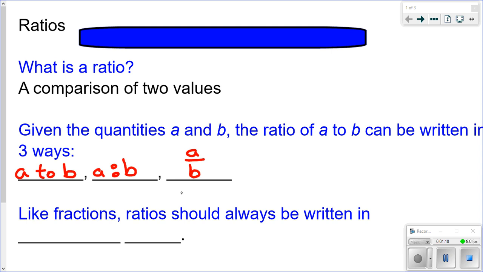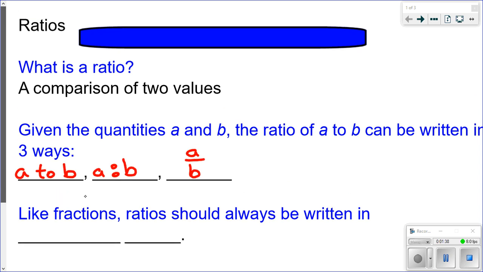Most of the time, you're going to see them written as a fraction because a lot of times you're going to want to do math with ratios. You're going to do things with them. And so it's easiest to work with them when they're written as a fraction. You can multiply them, you can divide them, you can add them, you can subtract them. So that's how you're going to see them most times.